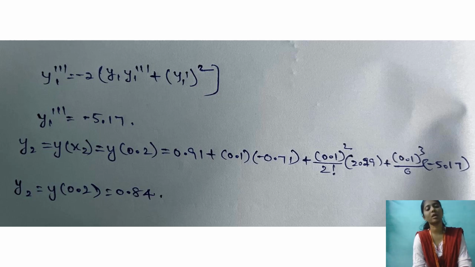Y2 equals y of x2 equals y of 0.2 equals 0.91 plus 0.1 of minus 0.71 plus 0.1 whole square by 2 factorial of 2.29 plus 0.1 cube by 6 of minus 5.17. Y2 equals y of 0.2 equals 0.84.